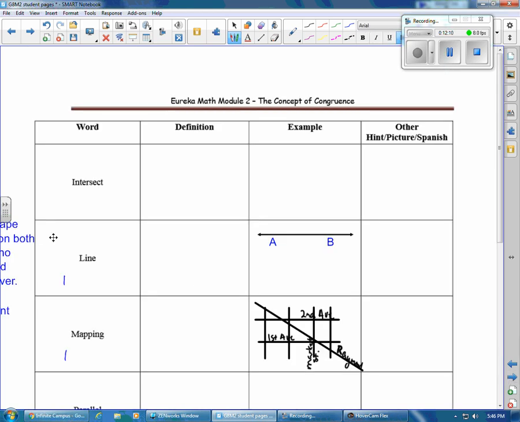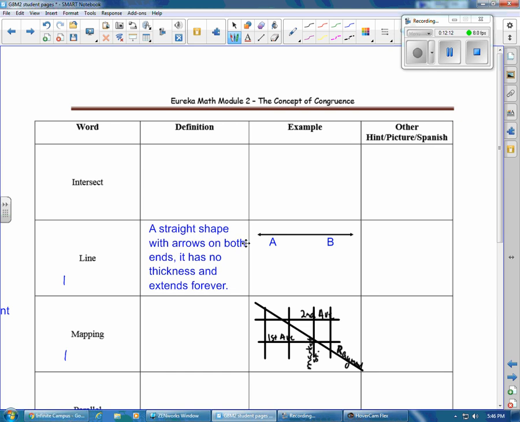A line. A line is a straight shape with arrows on both ends. It has no thickness, and it extends forever. And the example that I gave you is a line, and this particular line has 2 points on it. Now, not all lines necessarily will have 2 points on them. This one does, and if I were to use notation to talk about this line, I could say it's A, B, and then I'd put a line over it, and that would be my line notation.